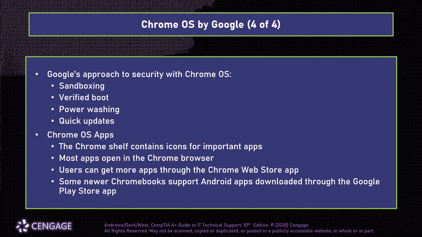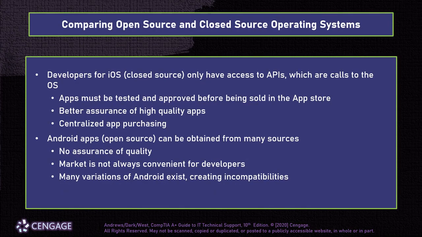Chrome OS apps are going to be contained in the shelf that we talked about a little bit earlier. Again, they are going to open in the Chrome browser, and if we go through the Chrome Web Store, we can probably find a larger number of apps. And some of the newer Chromebooks actually have Android compatibility built in. If you want this on Windows, you'll usually use something called BlueStacks, but there is an emulator style system that can be used in order to run some of these applications.